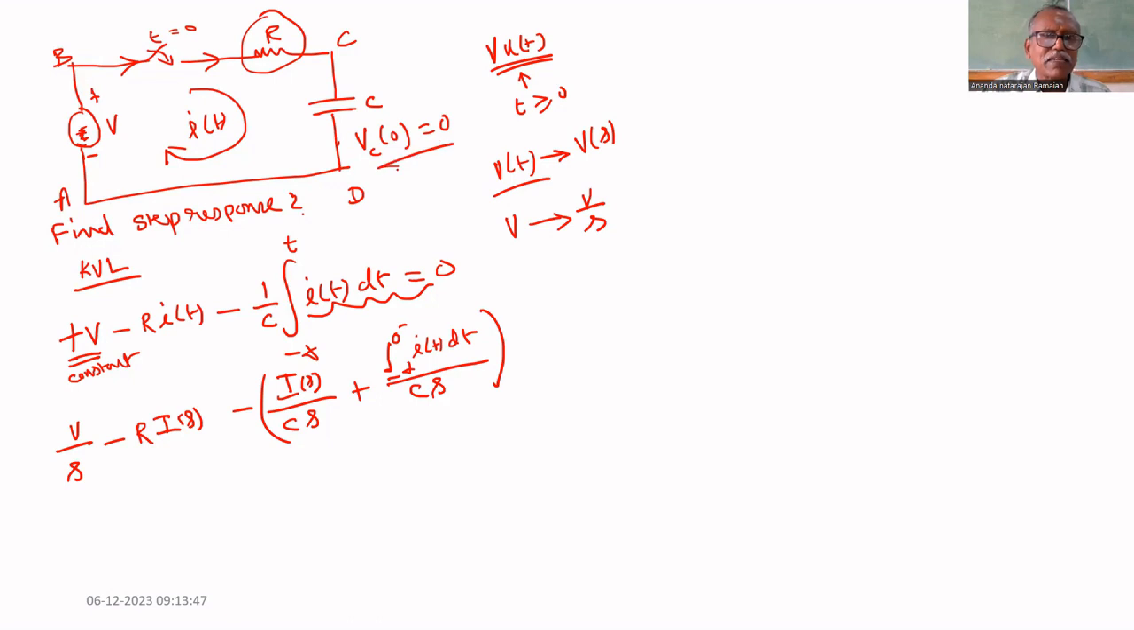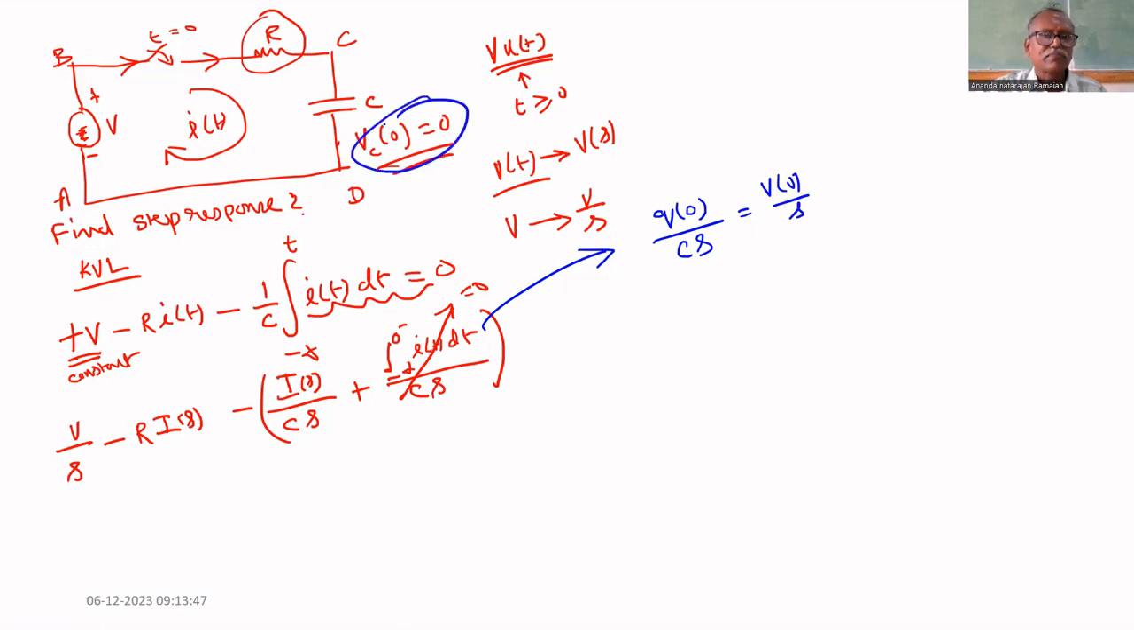Initial charge in the capacitor is 0. That's why this becomes 0. Or this can also be written as Q of 0 divided by CS, if you integrate the current up to 0. Q by C equal to V, that is equal to V of 0 divided by S. V of 0 is 0, given. That's why this becomes 0.